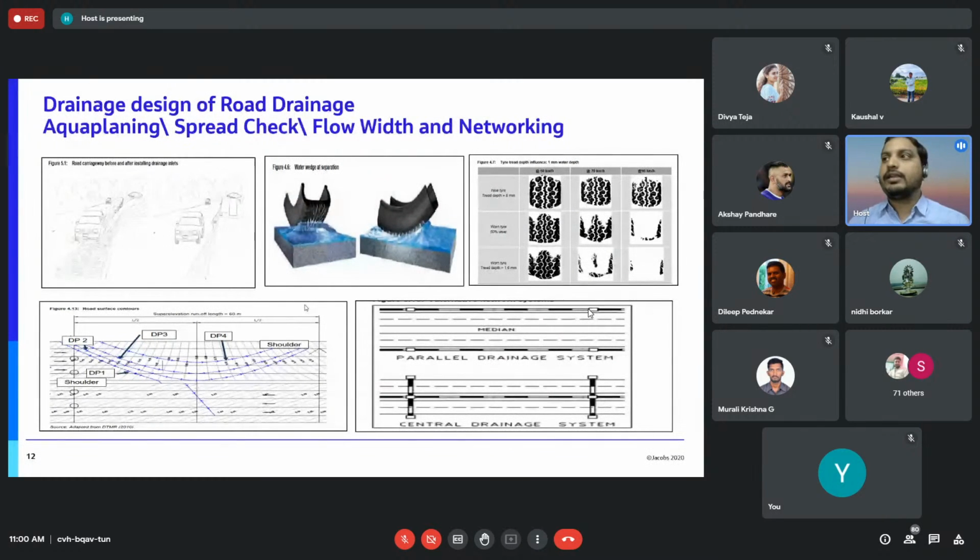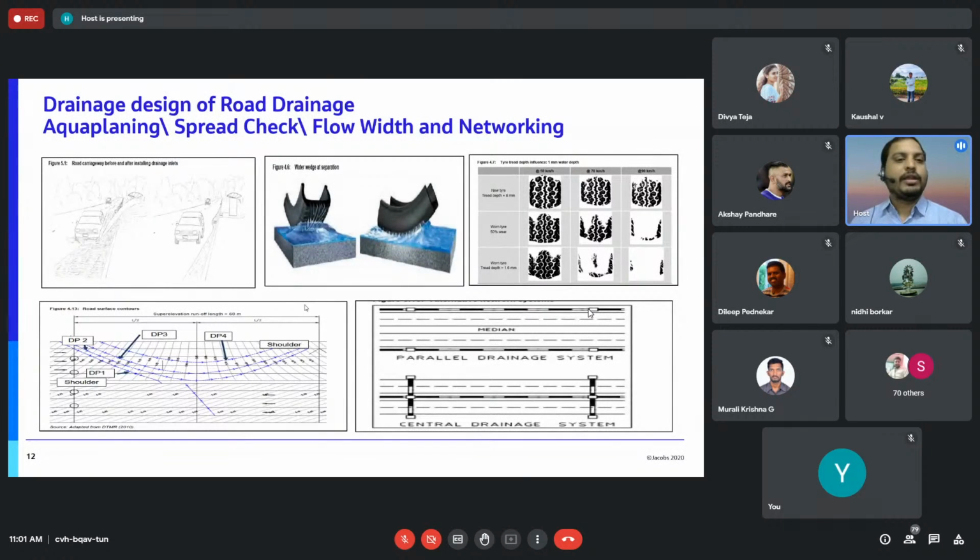Then in the second and third slides, when we are considering the aquaplaning check, we need to consider for how much speed the vehicle is going to travel, like 80 kilometers per hour, 50 kilometers per hour, 70 kilometers per hour, 90 kilometers per hour. According to that, we need to take care of our aquaplaning checks, so that there will not be any skid of the vehicle, any accidents, or any visibility issues for the drivers.